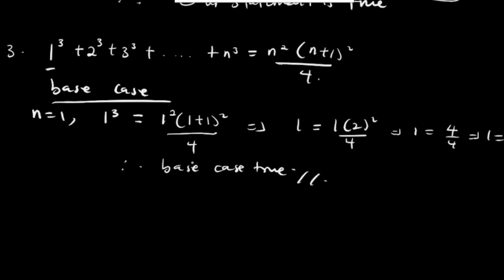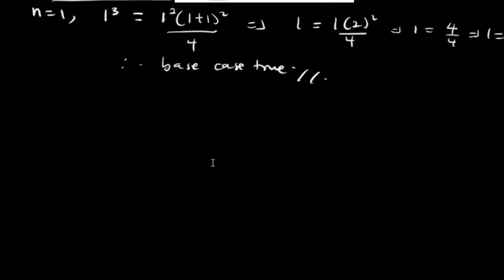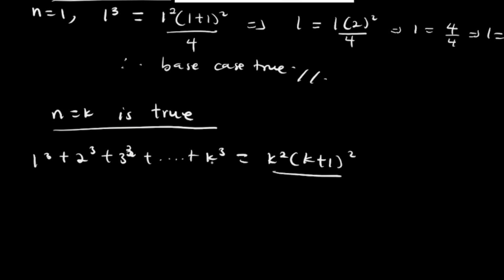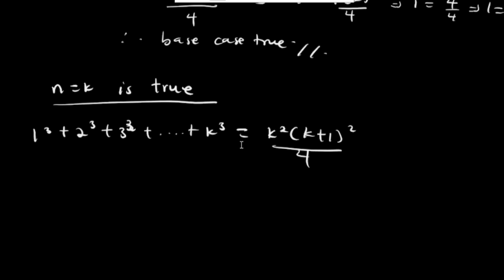So once the base case is true, we move to the hypothesis. So you know hypothesis, we assume that our n is equal to k is true, right? So let's quickly do this. So once our n is equal to k is true, then easily we can say that our 1 cube plus 2 cube plus 3 cube plus up to k cube will be equal to k squared multiplying k plus 1 all squared over 4, right? That is from what we have here.